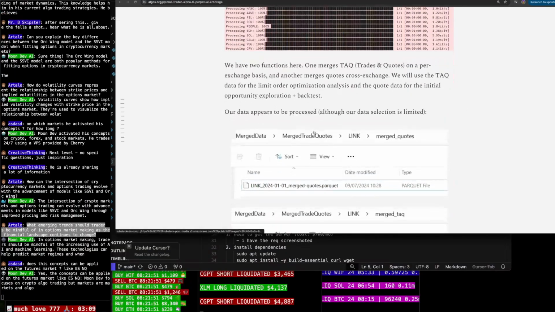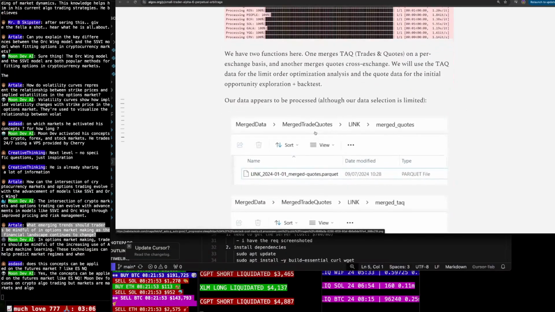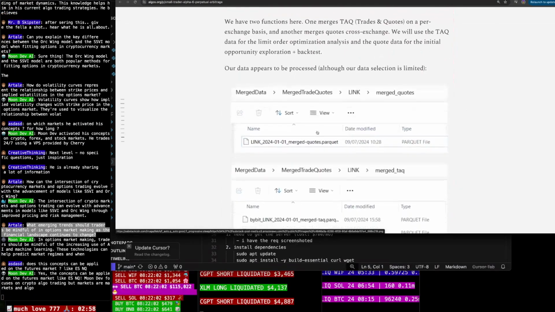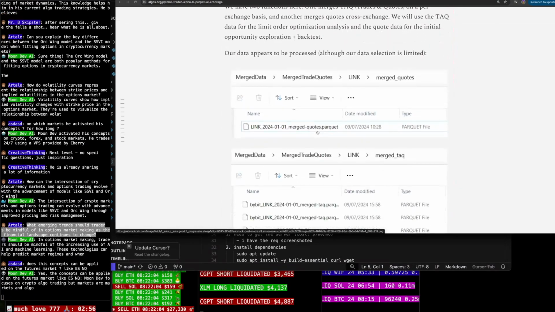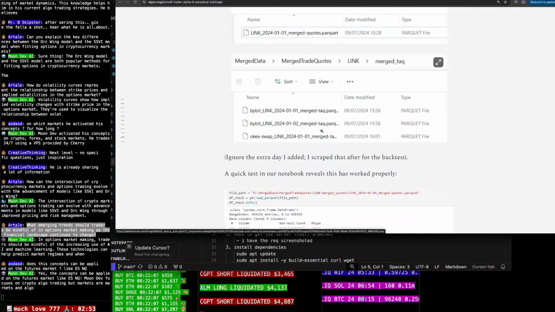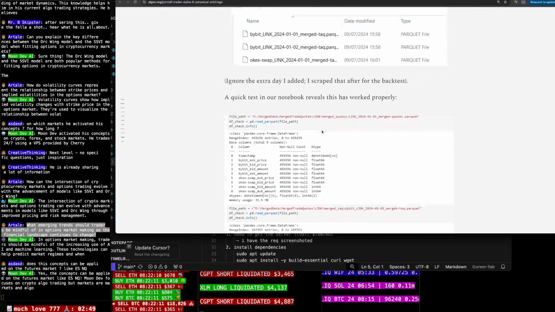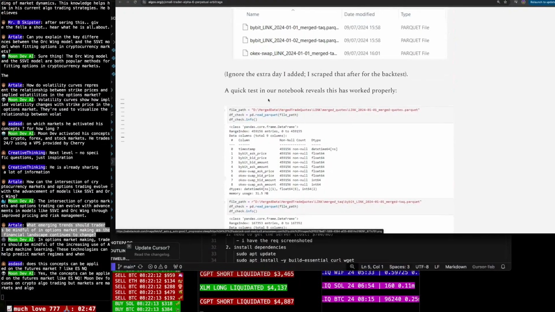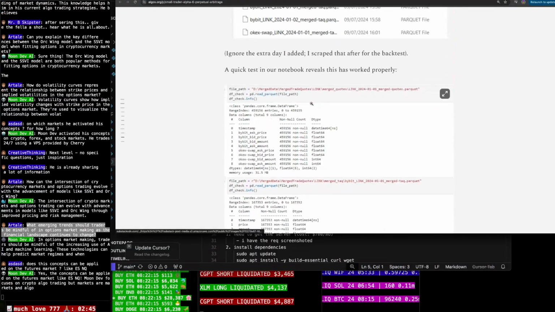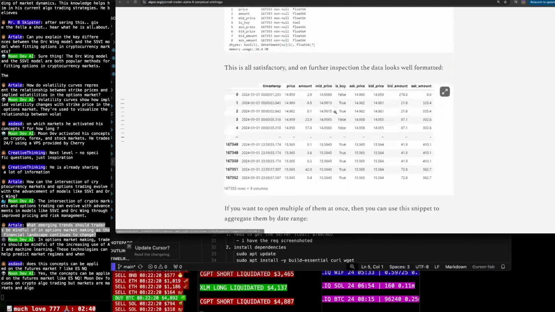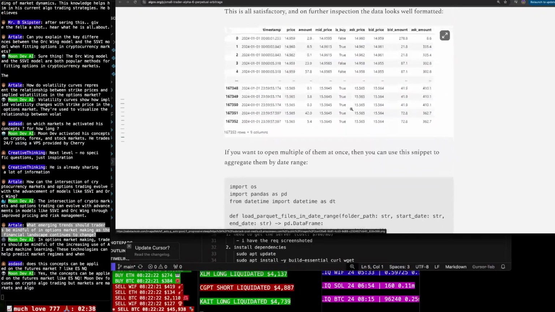We'll use the TAQ data for the limit order optimization analysis and the quote data for the initial opportunity exploration plus backtest. Our data appears to be processed, although our data selection is limited. Ignore the extra day I added. I scraped that after the backtest. A quick test in our notebook reveals this has worked properly. This is all satisfactory. On further inspection, the data looks well formatted.